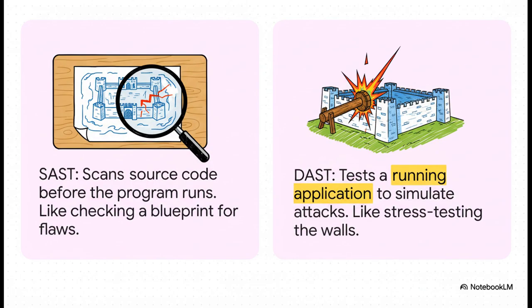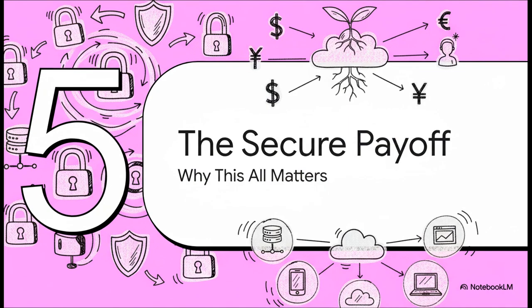So how do you find the weak spots? Well, you test for them. SAST, or static testing, is like checking the fortress blueprints for design flaws before you even lay a single stone. DAST, dynamic testing, is what happens after it's built. You're actively trying to break in, kicking the walls, and stress testing everything to see if it holds up against a real attack.